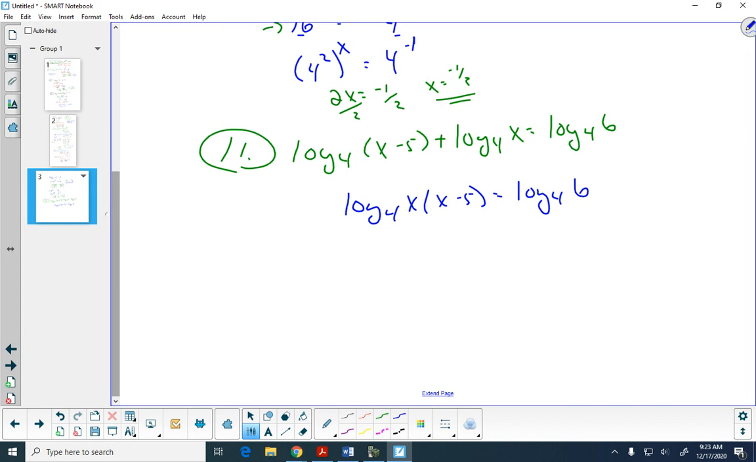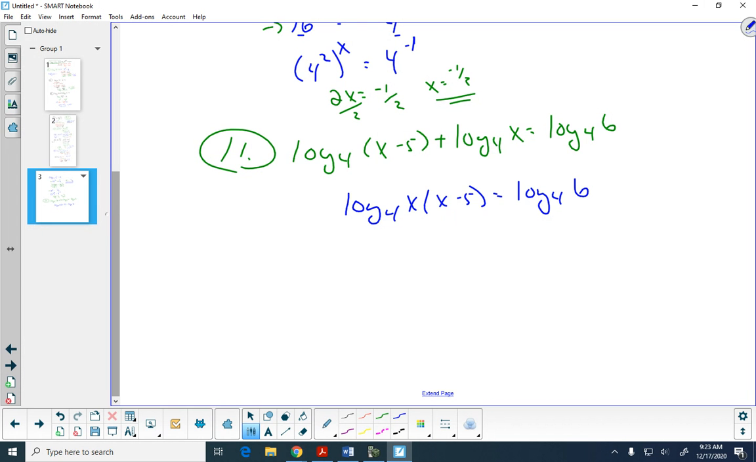Well, before, what we did at this point is we looked at trying to take it out of the logarithmic form and put it into exponential form. But in this case, both sides are logarithms. So how do I deal with this?